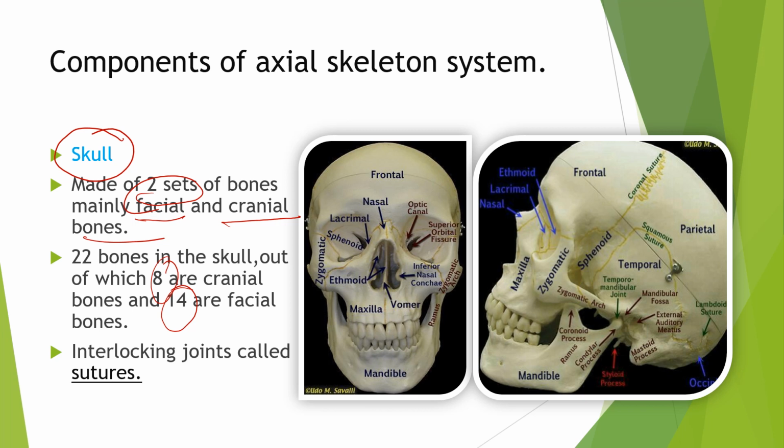In the diagram we can also see interlocking joints that are called sutures. You can see the names given here, such as squamous suture and coronal suture. All these interlocking joints are called sutures. Is it clear? So there are a total of 8 cranial bones.